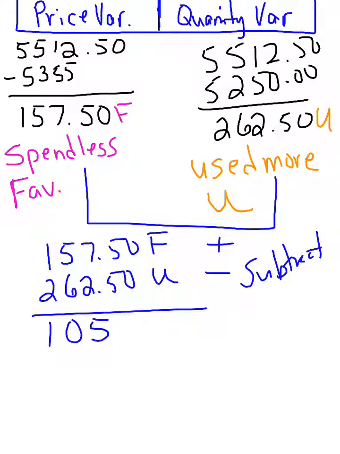When I'm trying to decide whether it's favorable or unfavorable, I go to the big number, and our big number here is the 262.50, and we see that it is unfavorable, so this one would be unfavorable also. And so this is how you would work those different variances when we deal with price variances and quantity variances. This is how you get those numbers.